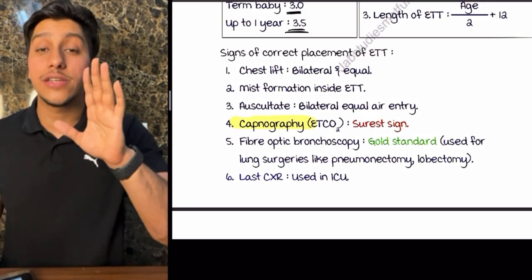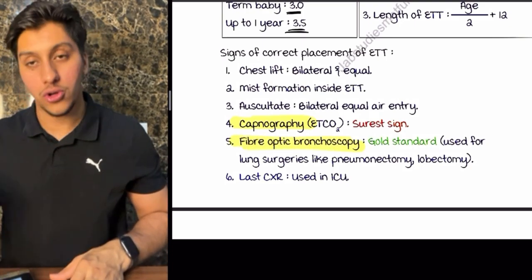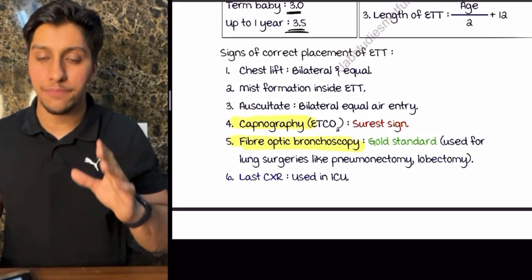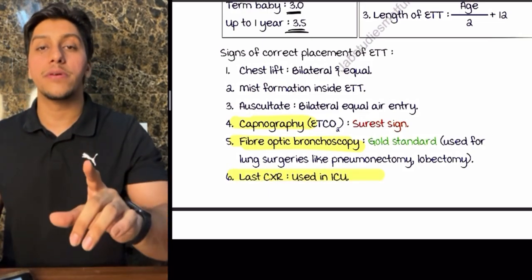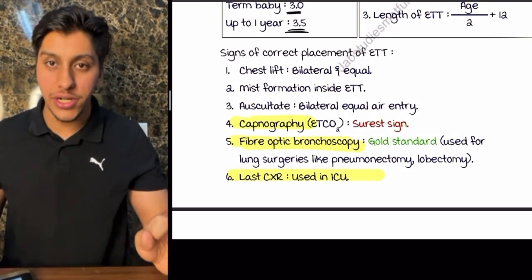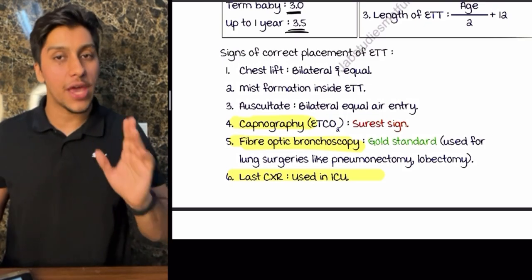If they'll ask you what is the gold standard, the gold standard is going to be fibro-optic bronchoscopy. At last, whenever the patient is admitted in the ICU, just to check if the ET is placed, you can do an X-ray. So remember this: chest lift, bilateral sounds in auscultation. Gold standard is going to be fibro-optic. Surest sign is going to be capnography.